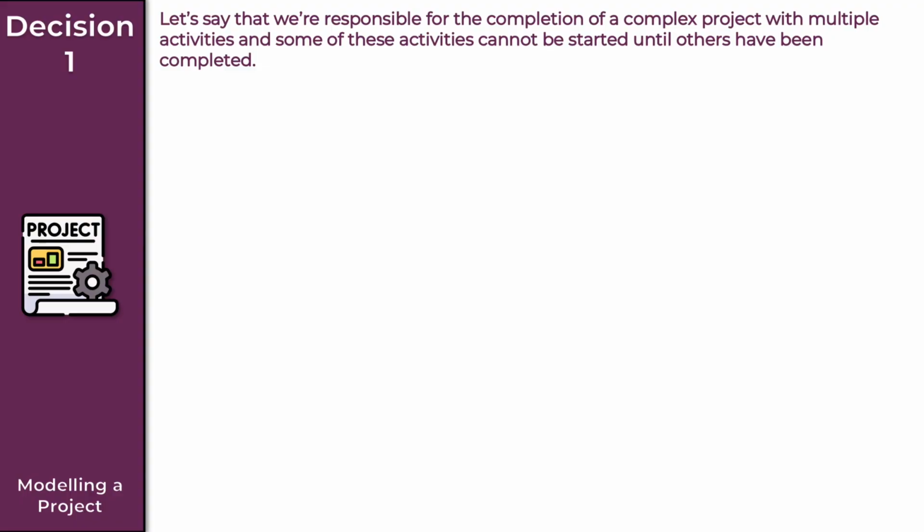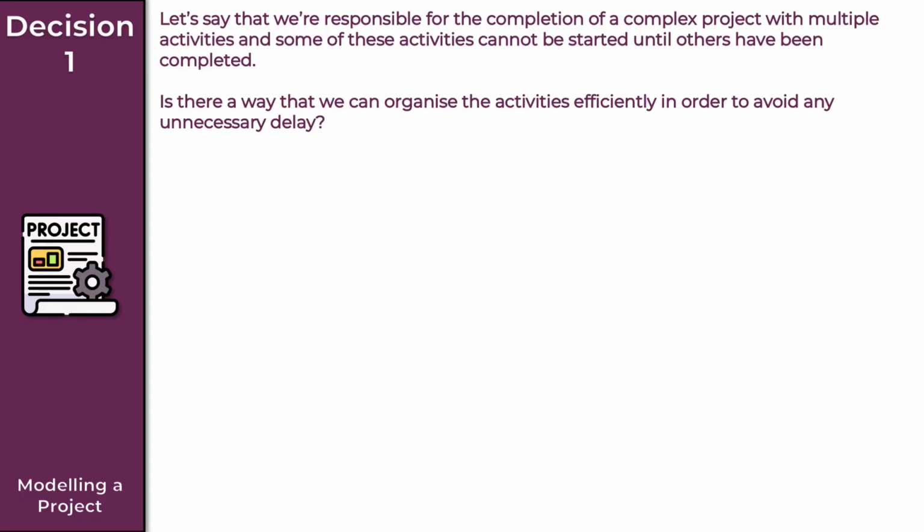In this video here, we're going to take a look at modeling a project. Now let's just say then that we're responsible for the completion of a complex project with multiple activities, and some of these activities cannot be started until others have been completed. The question here then is, is there a way that we can organize the activities efficiently in order to avoid any unnecessary delay? So to begin with here, let's just start then with some definitions.